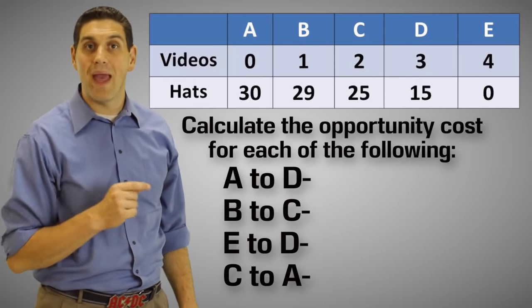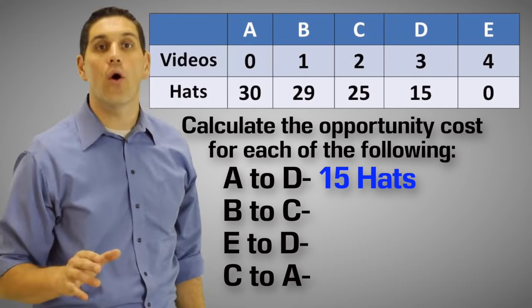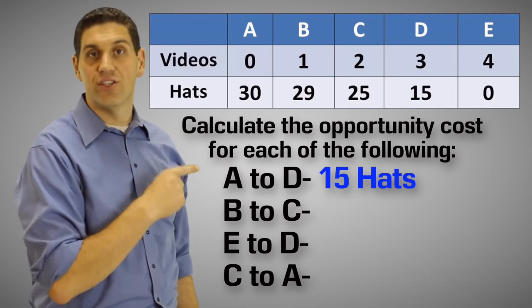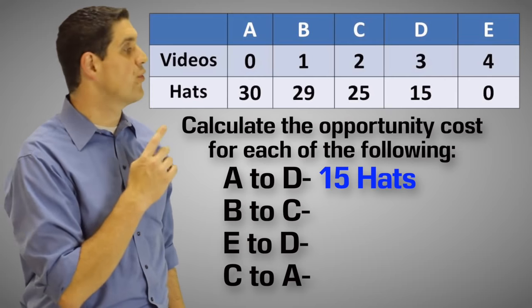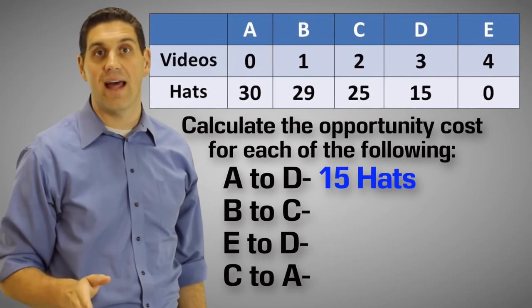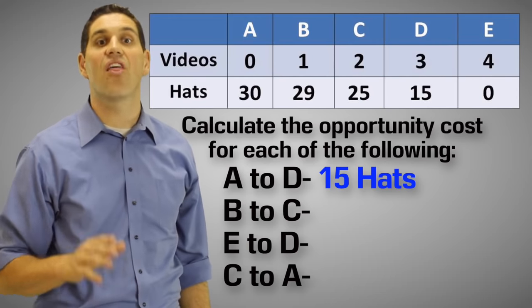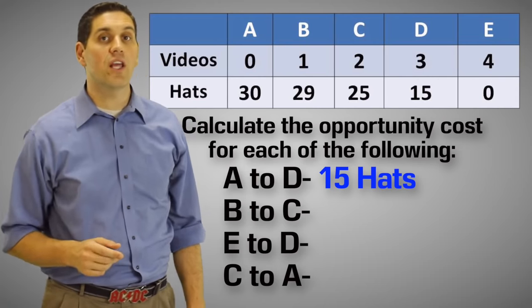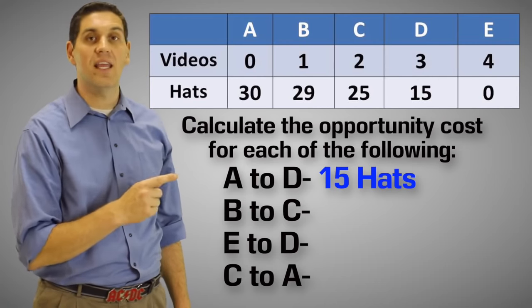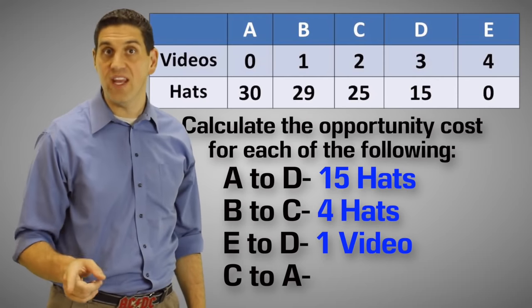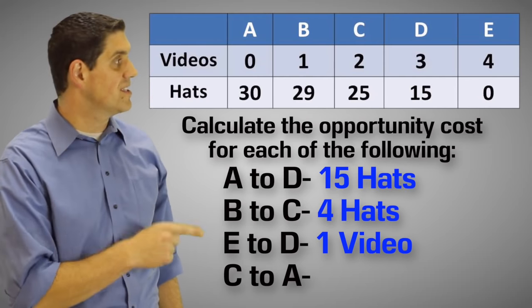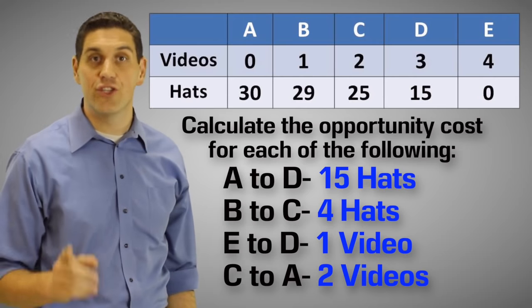The opportunity cost from A to D is 15 hats. Notice, from combination A, we're producing 0 videos and 30 hats. Now, when we go over here to D, we're going to have 3 videos and we're going to have 15 hats. That means we lost 15 hats. That's the opportunity cost. The opportunity cost from combination B to C is 4 hats. The opportunity cost from E to D is 1 video. And the opportunity cost from combination C to combination A is 2 videos. Now it's super important to be able to calculate opportunity cost, but we're not done.